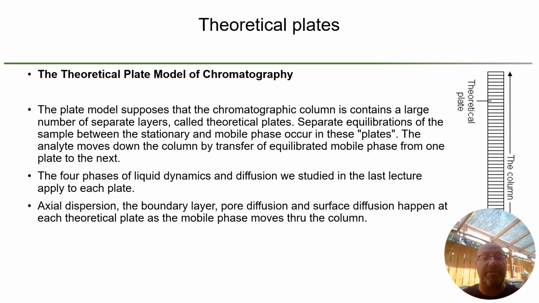These are the phases that we talked about in the last lecture. Axial dispersion, the boundary layer, pore diffusion, and surface diffusion are happening at each theoretical plate as the mobile phase moves through the column.